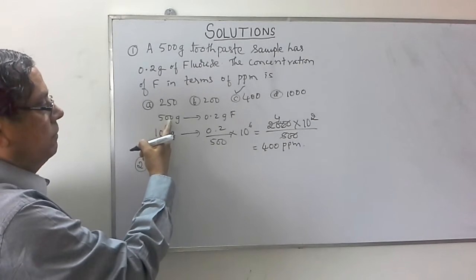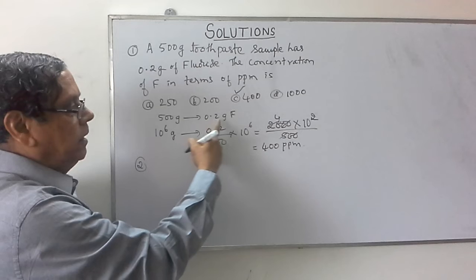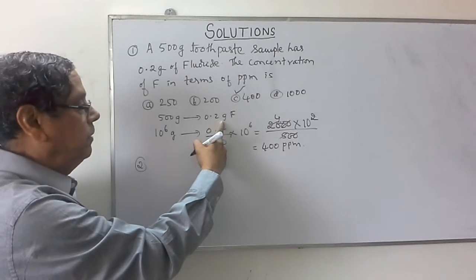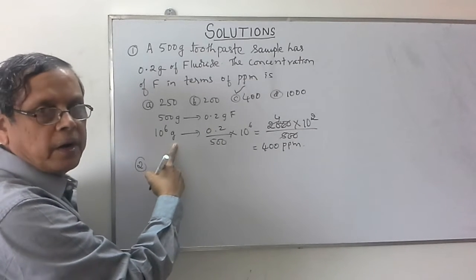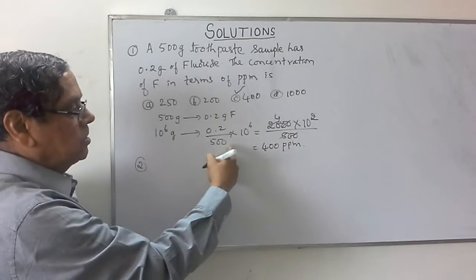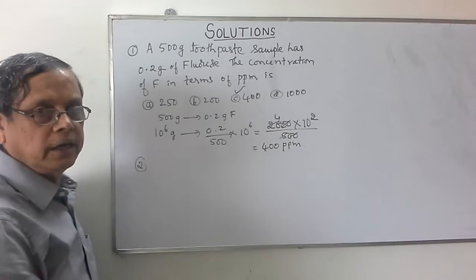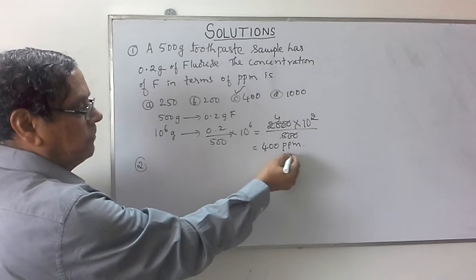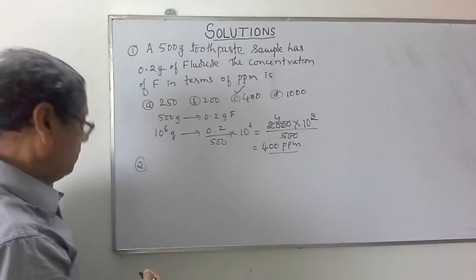If you take the amount of the sample given and the amount of the fluorine, then in 10 to the power 6 parts by mass of the solution, the amount of fluorine is 400 ppm.